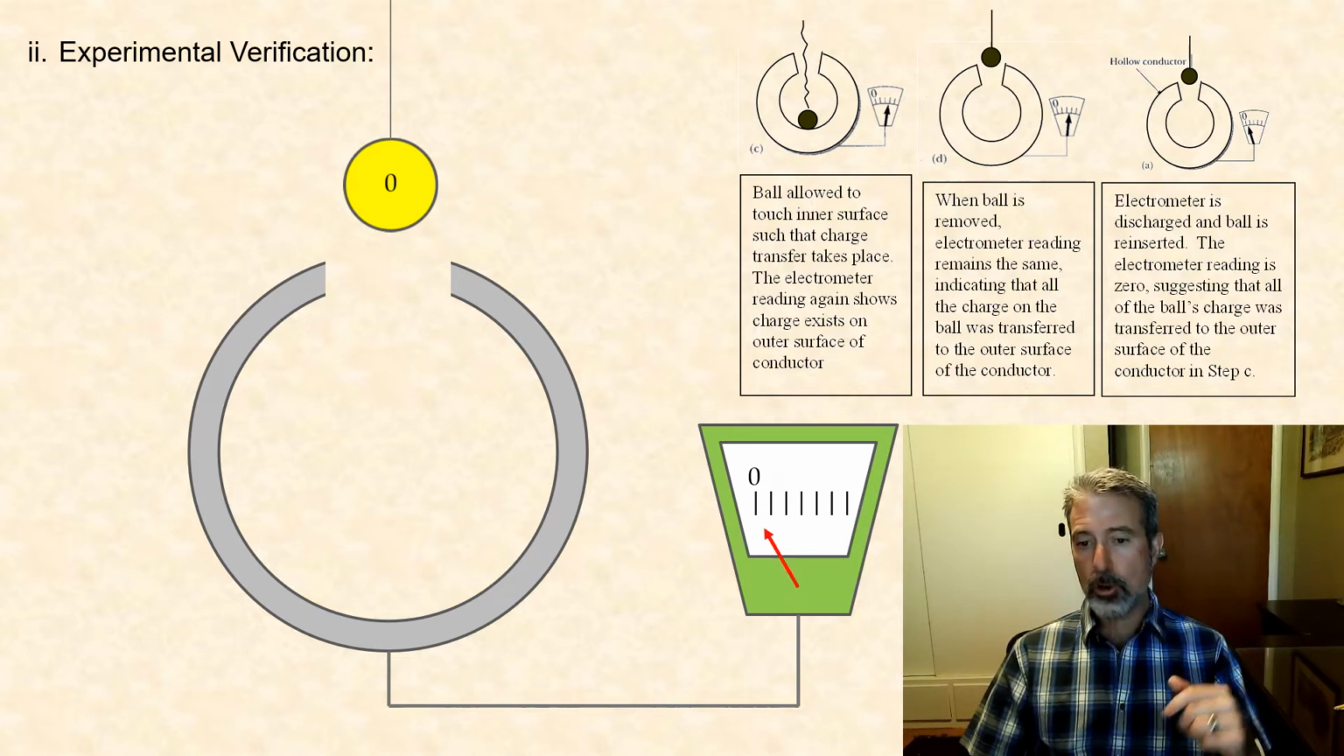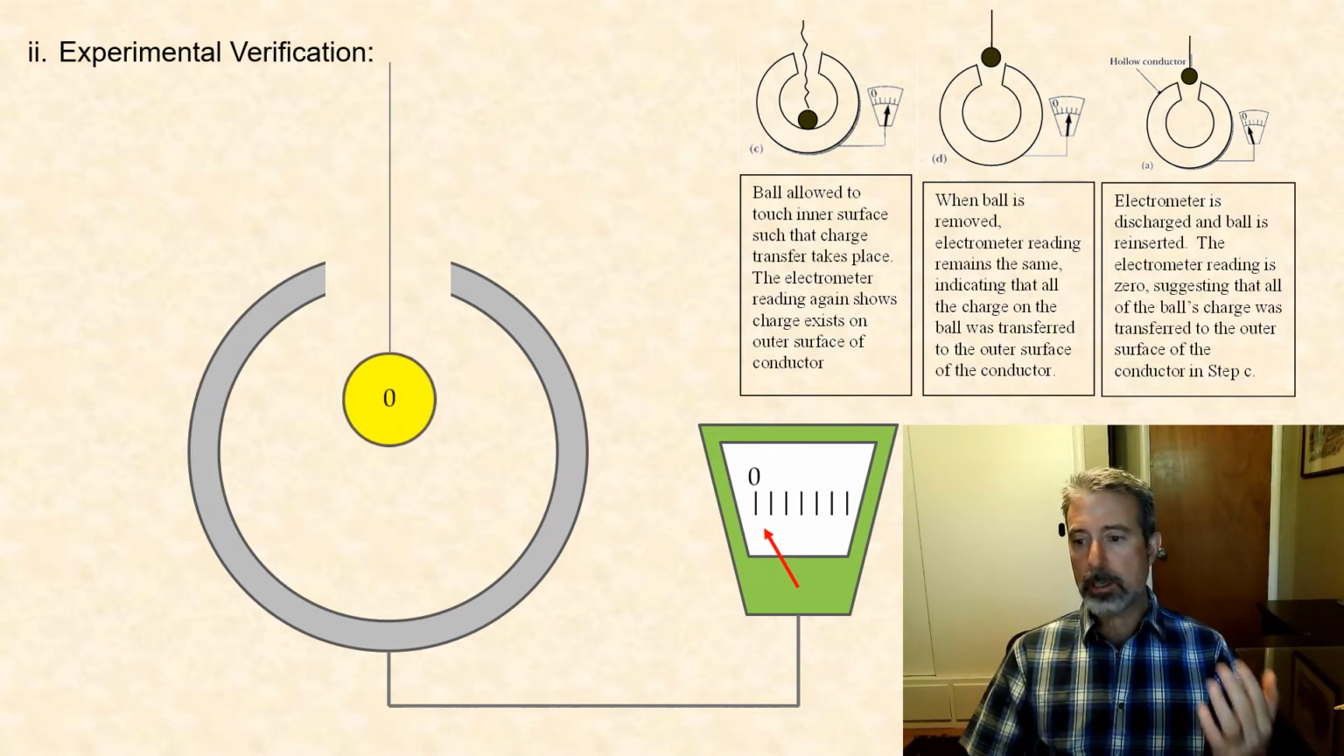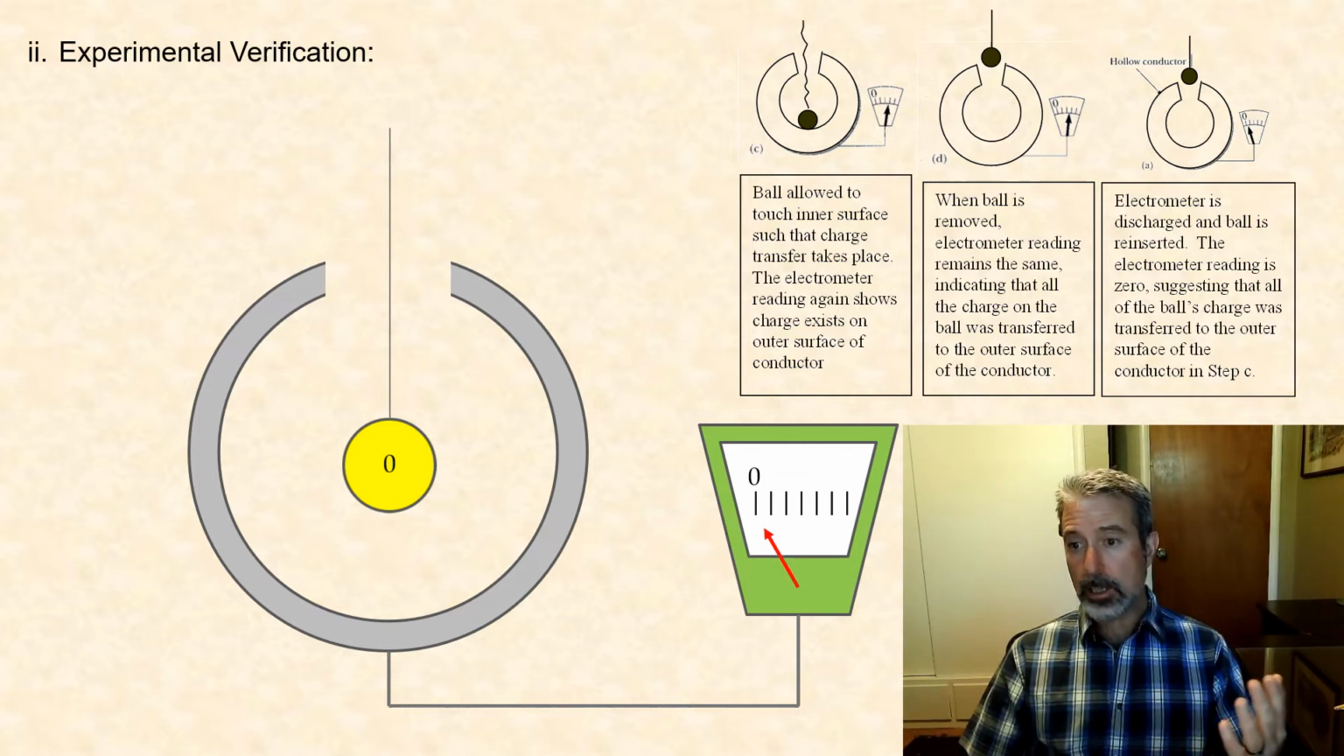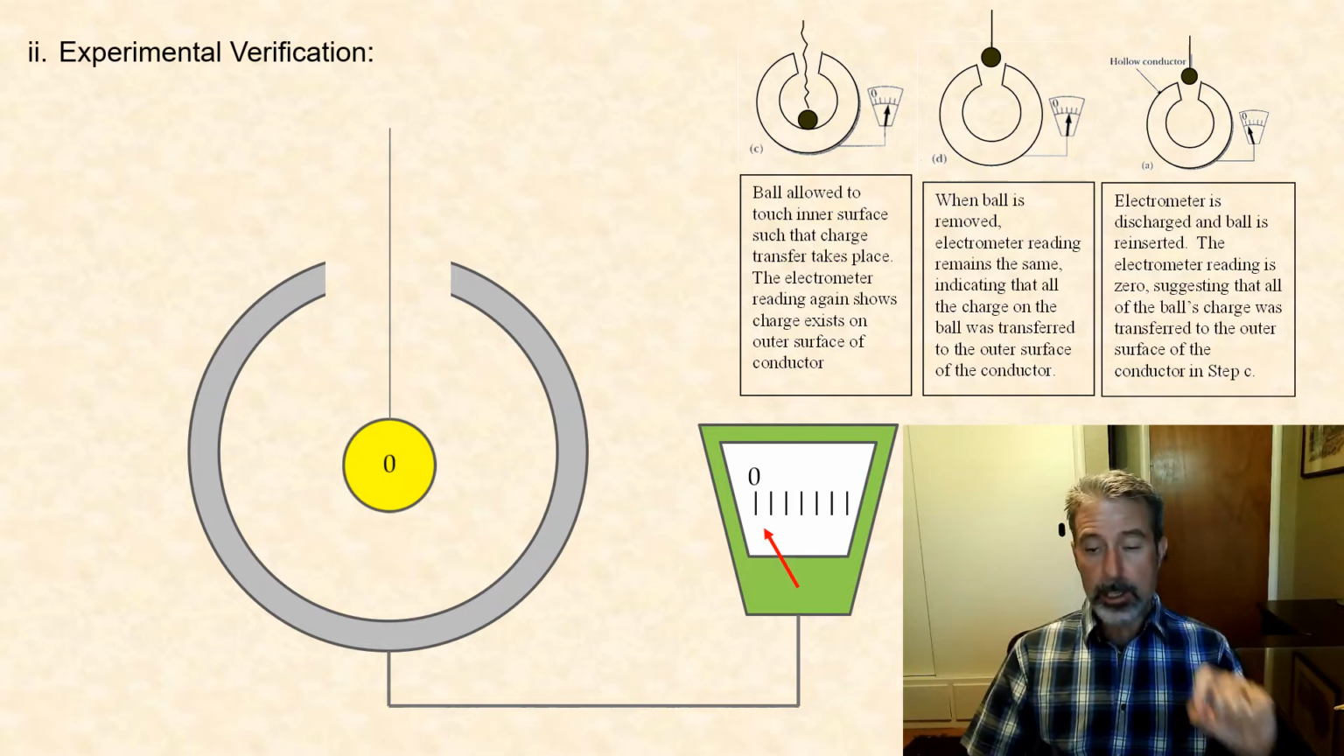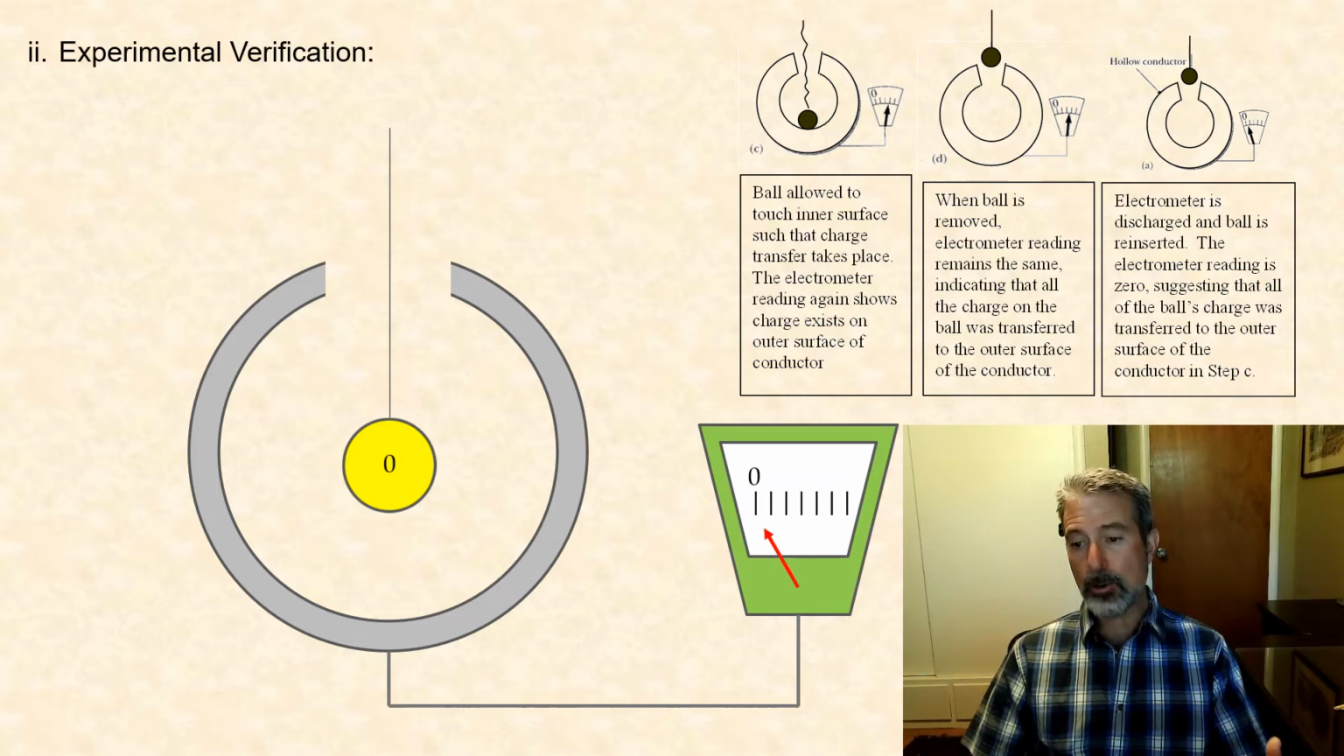Now, furthermore, one last step here to prove this, we can discharge the electrometer and the conductor. We can remove all the charge so it goes back to zero. We will once again lower the charged ball in, and noticing that the electrometer reading doesn't change suggests that the ball no longer has any charge on it, and from that we can infer that whatever charge it had originally, all of that charge had to get transferred to the conductor, and must reside on the outer surface of the conductor to give us the electrometer reading that we were able to obtain.